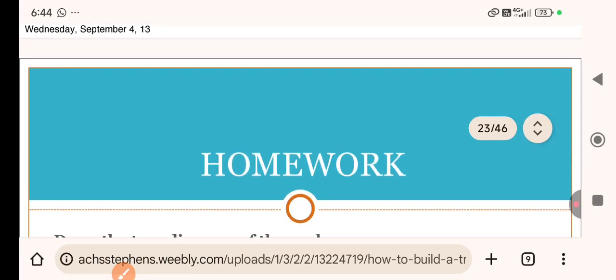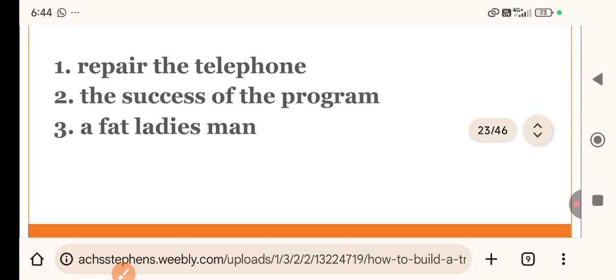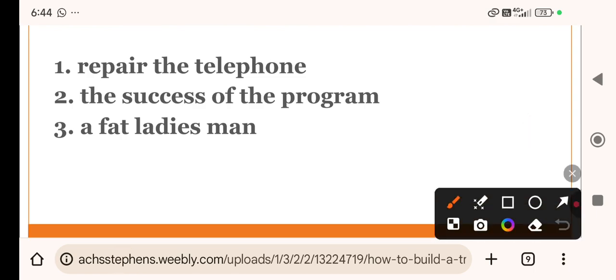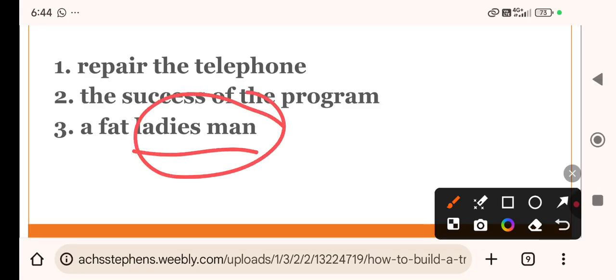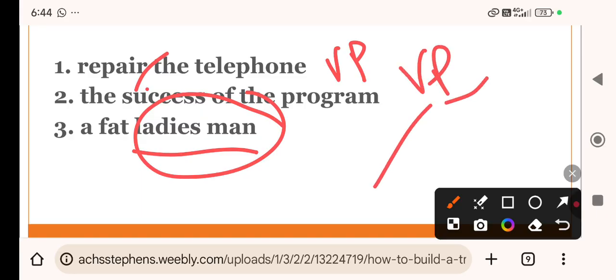Simple sentences. Now this is homework they have given: repair the telephone. The success of the program. The fat ladies man, this is a compound word, actually a compound noun. So repair means that's a verb phrase, right? You can do it this way. That's a verb phrase. Okay, drop the verb, repair.